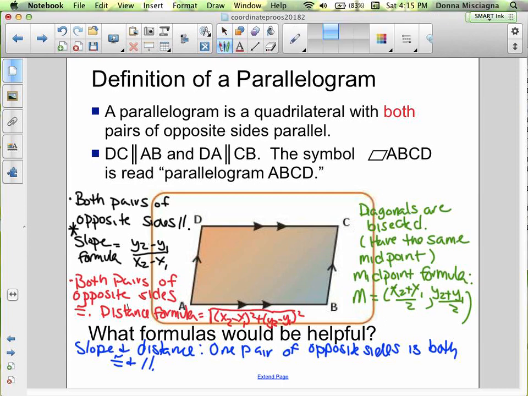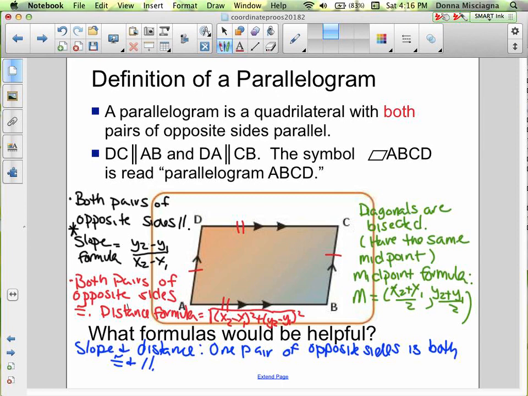In addition, the opposite sides of a parallelogram are congruent. So we could use the distance formula and prove both pairs of opposite sides are congruent. And as a reminder, for the distance formula, we take the square root of the difference of the x-coordinates squared plus the difference of the y-coordinates squared. And that gives us the distance from one point to another point. So we can use slope, we can use distance, or we could use slope and distance together.